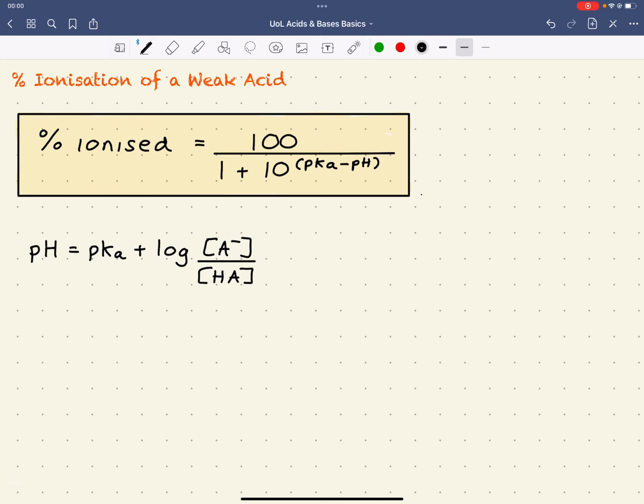Here we're going to look at the equation to work out the percentage of a weak acid which is ionised. Very, very useful equation to work out percentage ionised of a weak acid at a particular pH. What we're going to do, just out of interest, is see how this equation is derived. It's not just plucked out of thin air. There is some sort of logic behind how we get to it.